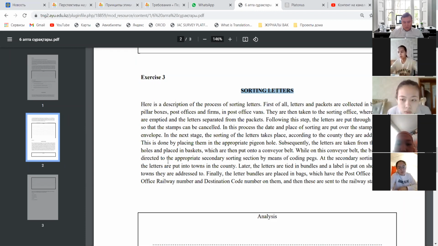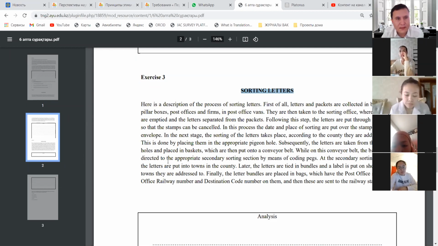envelope. In the next stage, the sorting of the letters takes place according to the country they are addressed to. This is done by placing them in the appropriate pigeonhole. Subsequently, the letters are taken from the pigeonholes and placed in baskets, which are then put onto a conveyor belt. While on this conveyor belt, the baskets are directed to the appropriate secondary sorting section by means of coding text.